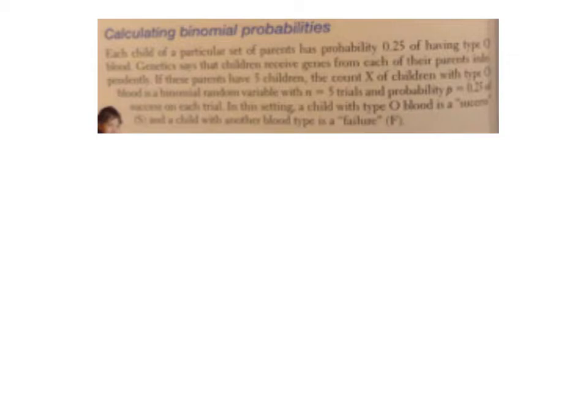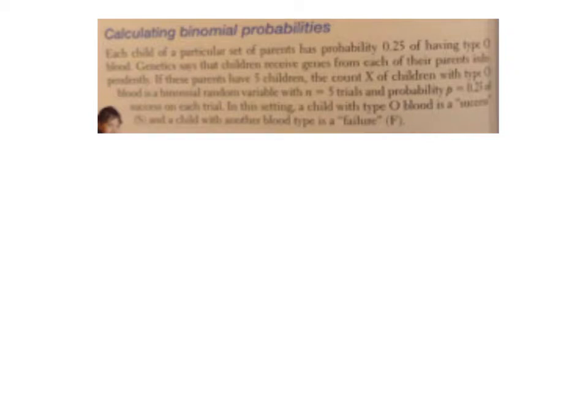If these parents have 5 children, the count X of children with type O blood is a binomial random variable with my number of trials, n, equaling 5. My probability is 0.25 of success on each trial. So that's the n and the s of my BINS. It said it was independent, which was the I, and I have a success or a failure, which is type O blood or any other type. So it's a binomial probability.